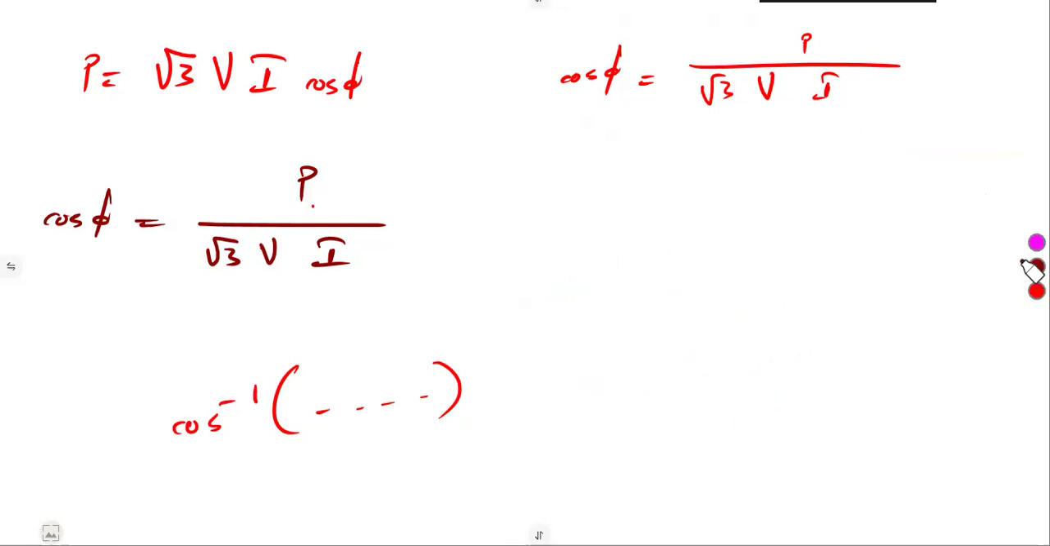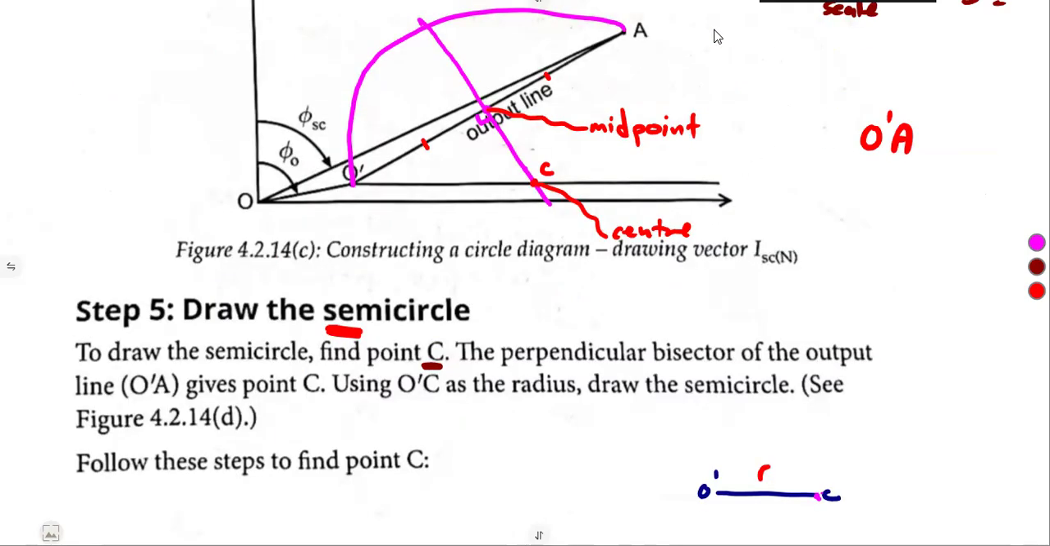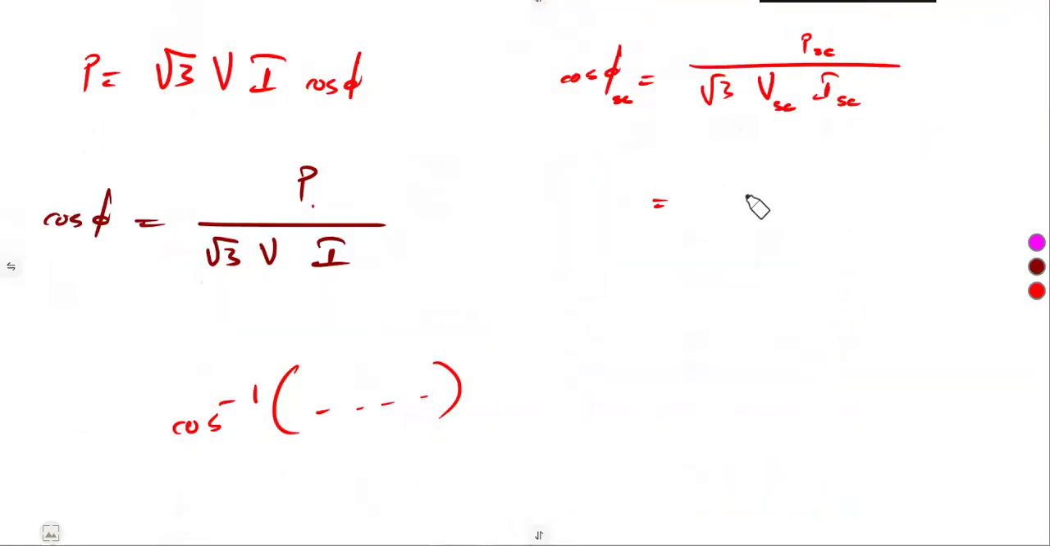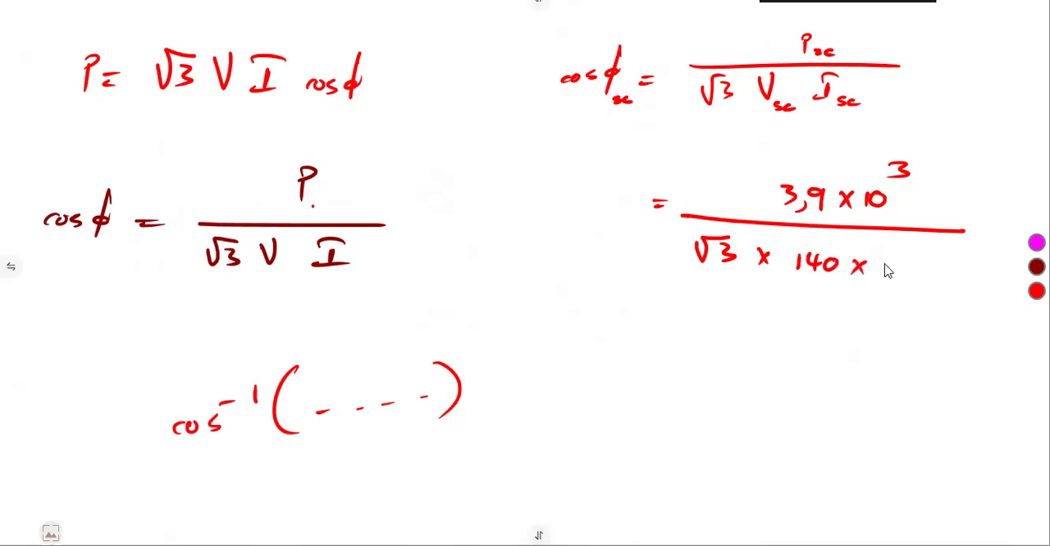So this one, guys, is just a repetition, with short circuit values. These values are already given: the power, voltage, current. Just take these values as they are. The power was 3.9 kilowatts times 10 to the exponent of 3, over the square root of 3 times the voltage for short circuit, which was 140, times the current, which was 38.